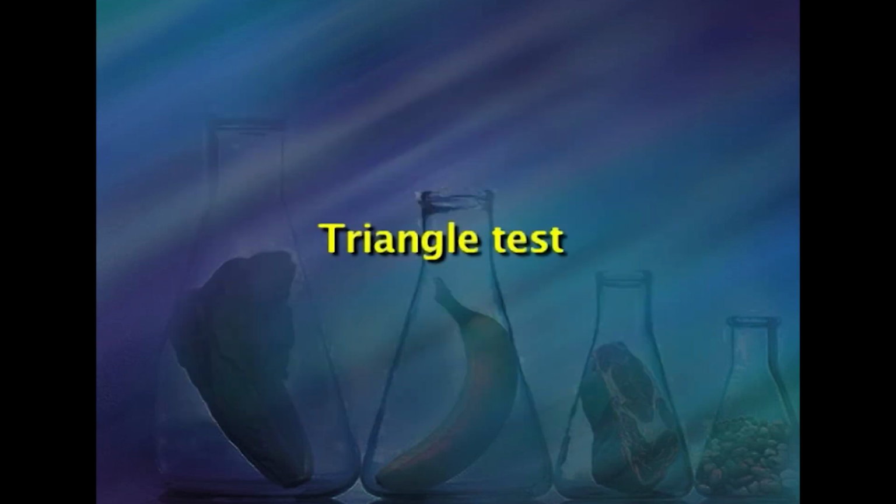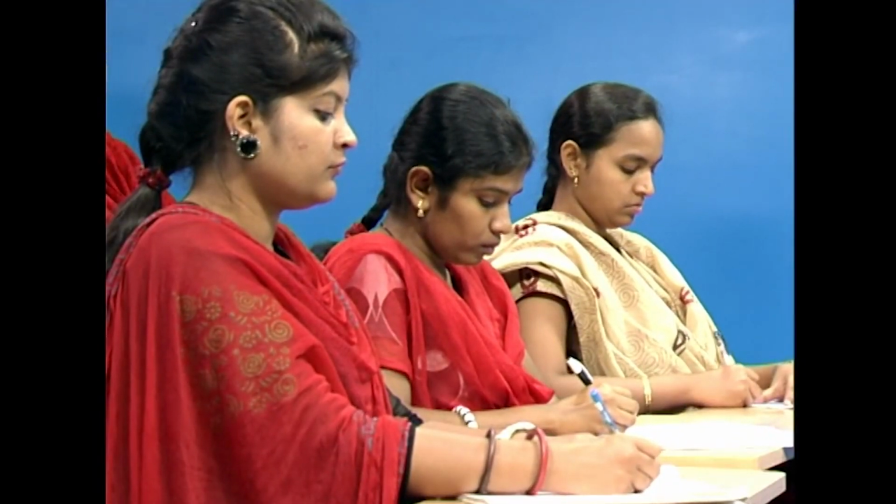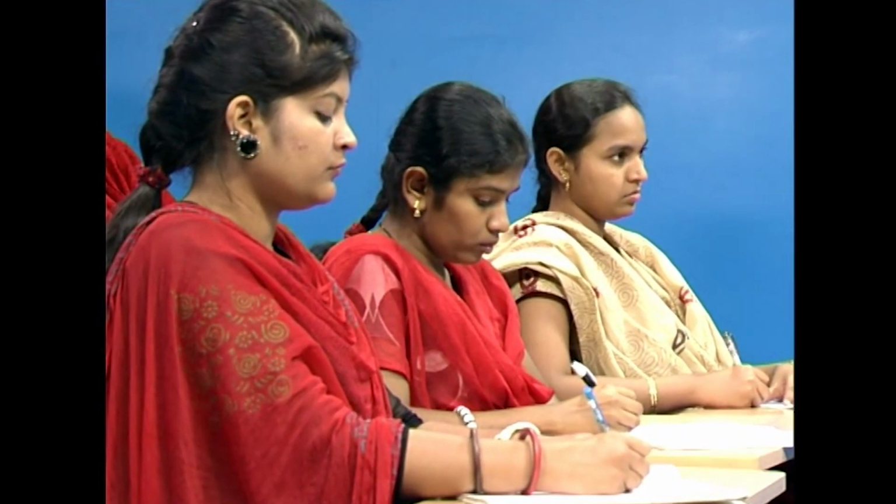Now we will see about the triangle test. This test employs 3 samples, 2 identical and 1 different, presented simultaneously to the panel. The judge is asked to determine which of these three is the odd sample. A positive answer is required even if it is a guess. Since all three samples are unknown, the chance probability of placing the sample in a certain order is 1/3.